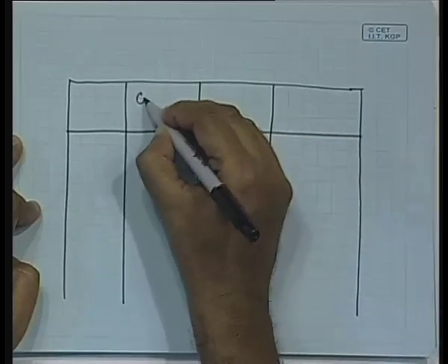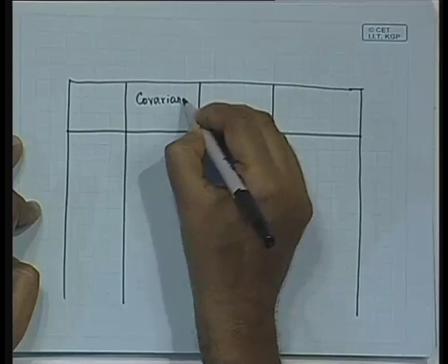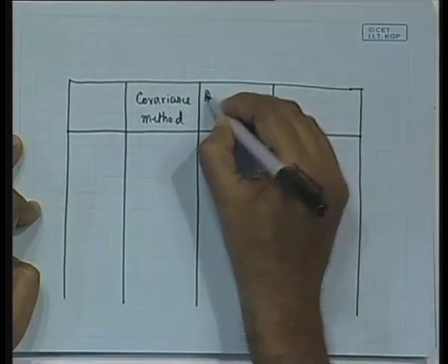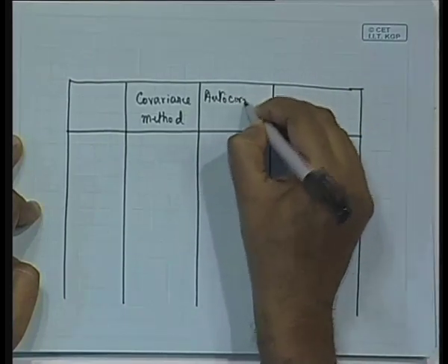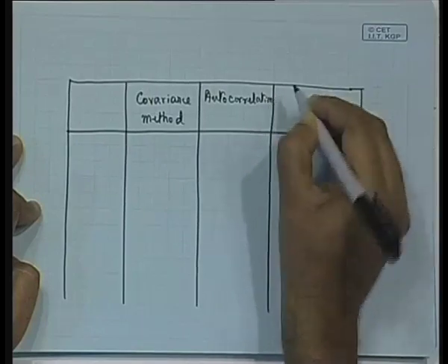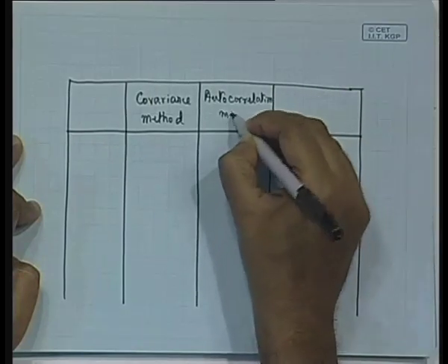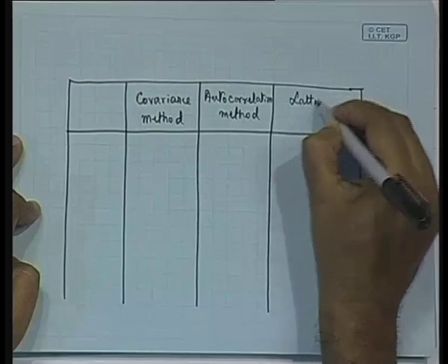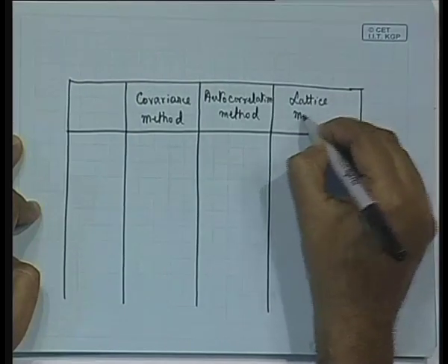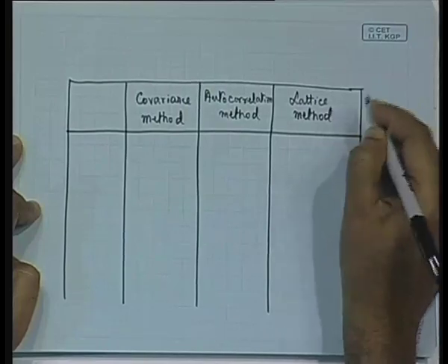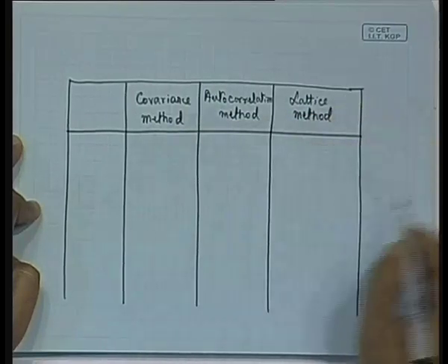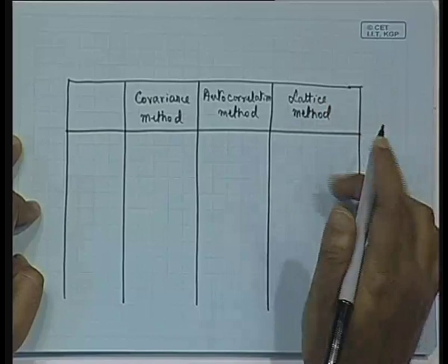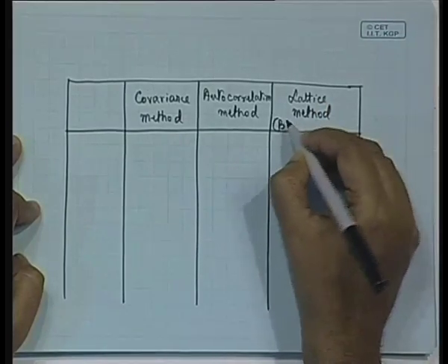So let's write down the covariance method here. So this is the autocorrelation method. And this is the lattice method. So covariance means Cholesky's method, autocorrelation is Durbin's, and the lattice method is also called the Burg method.